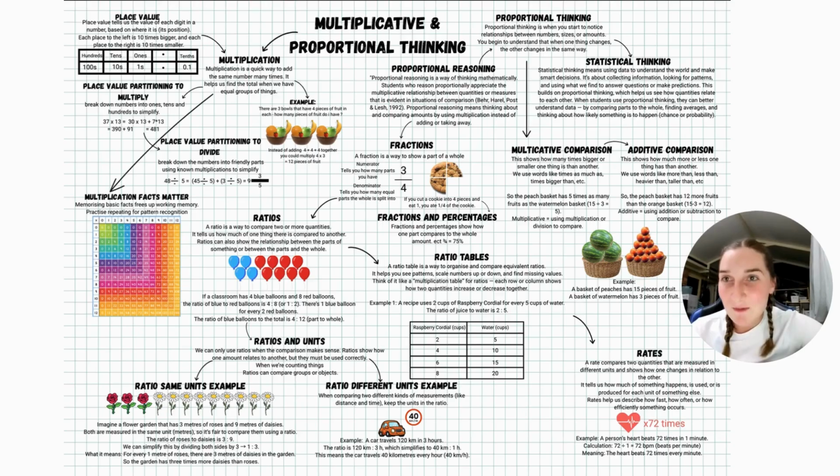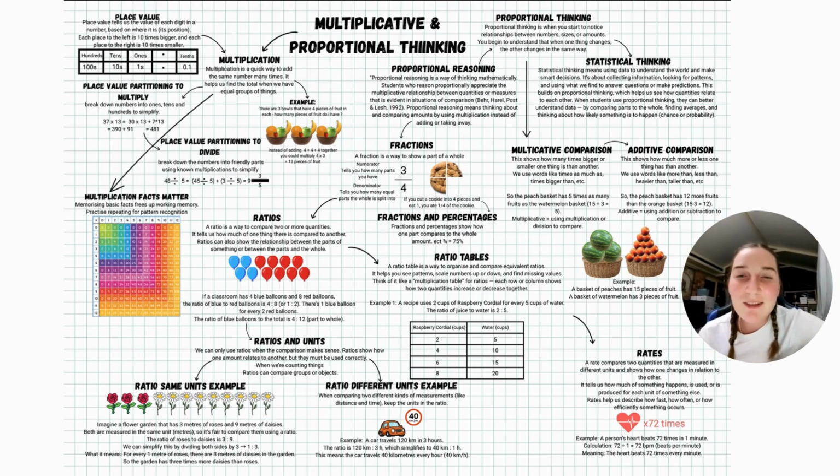So building from that, when comparing 2 different kinds of measurement like distance and time, you keep the units in the ratio. For example, a car travels 120 kilometers in 3 hours. So the ratio is 120 kilometers to 3 hours, which simplifies to 40 kilometers per hour, which means the car travels 40 kilometers every hour.